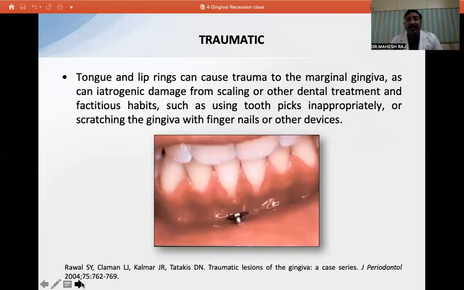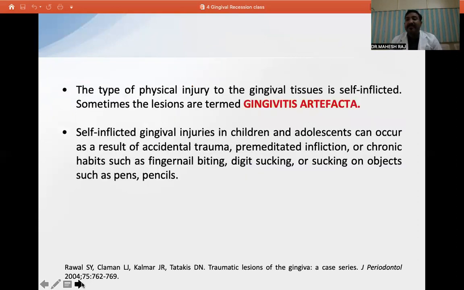Next is traumatic tongue and lip rings that cause trauma to the marginal tissues, the marginal gingiva, as can damage from scaling or other dental treatments, and habits such as using toothpicks inappropriately or scratching the gingiva with fingernails or other devices. This type of physical injury to gingival tissues is self-inflicted. Sometimes it is called gingivitis artefacta.